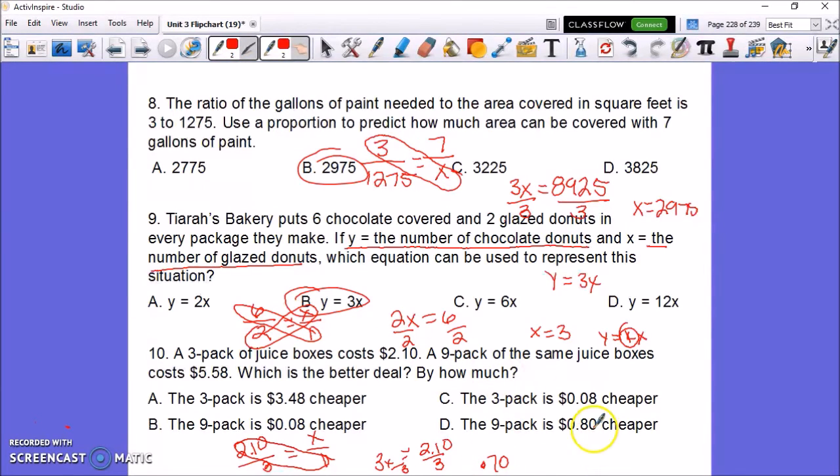Now I'm going to do the same for this one. So if it costs $5.58 for 9, it costs about how much for 1? So then we cross multiply. We have 9X is equal to $5.58. We divide both sides by 9. So $5.58 divided by 9 gives us 62 cents.